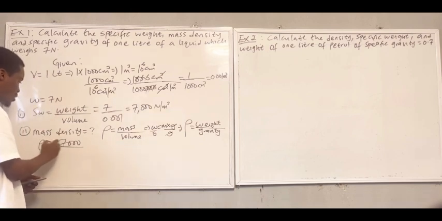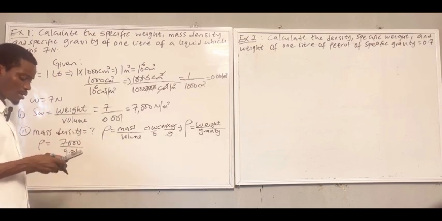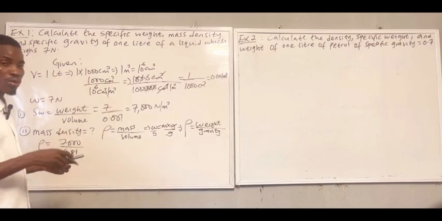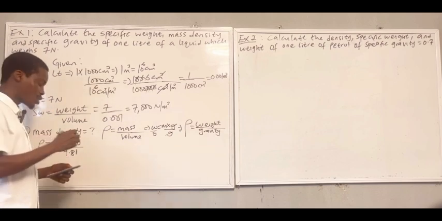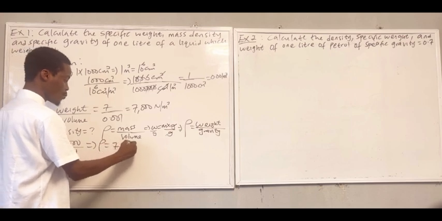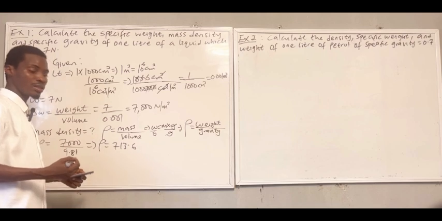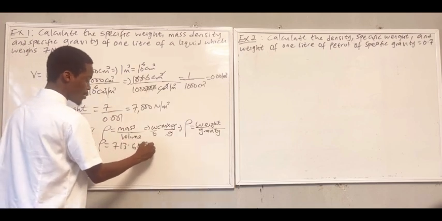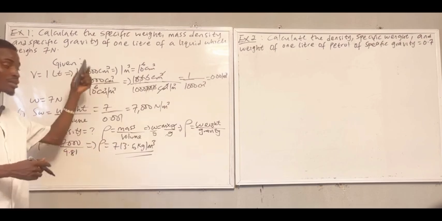So my density will now be 7,000 divided by 9.81. What am I going to have? I'm going to have 713.55, approximately 713.6. So our density, the unit for density is kilogram per meter cube. So this is the mass density of this problem.